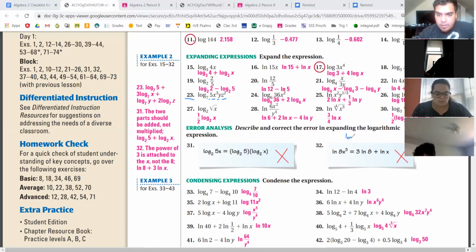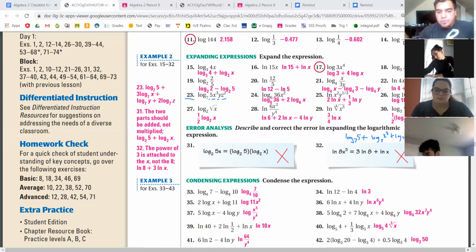So we've got log, and you have to put base 7 because it started off base 7, of 5, plus log base 7 of x to the third, plus log base 7 of y, plus log base 7 of z to the second power. Okay, so first you want to separate all your multiplications into additions, and if you had any divisions you would do subtractions.